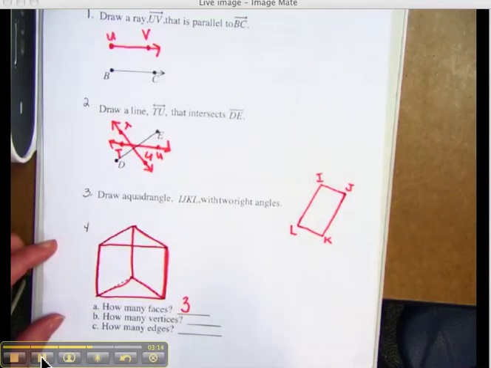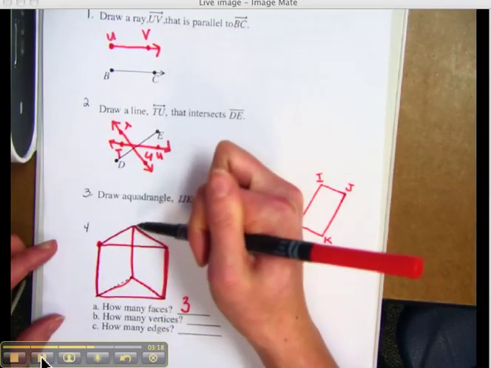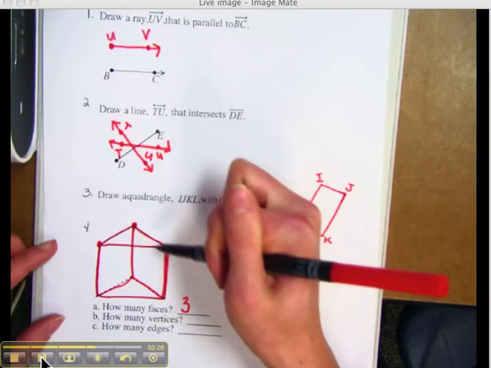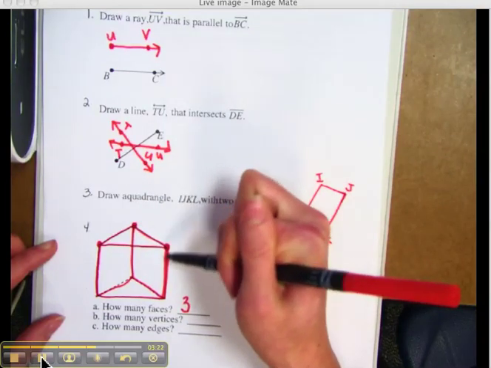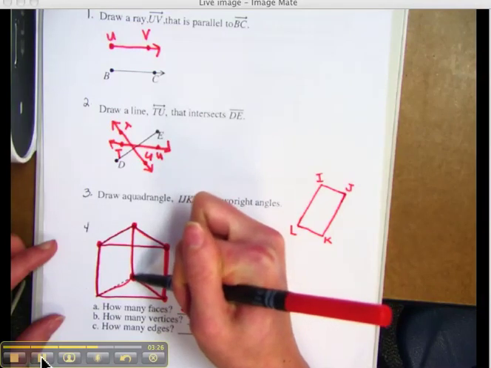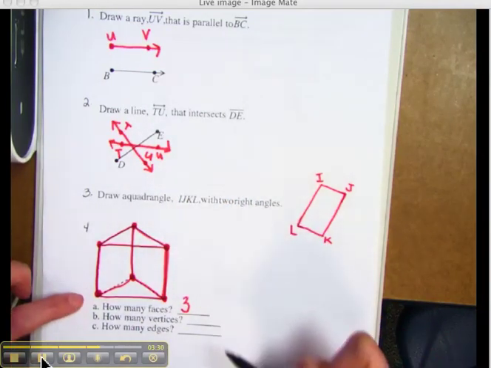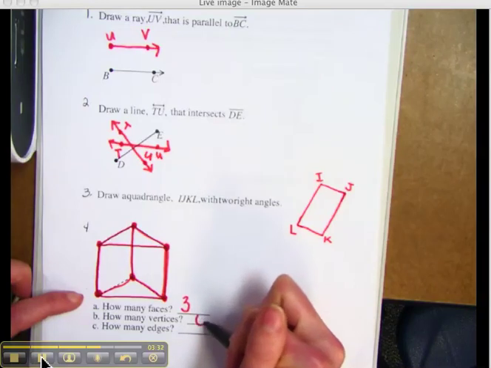How many vertices? Here's 1 vertex, 2, 3, 4, 5, 6. Notice the 6 vertices.